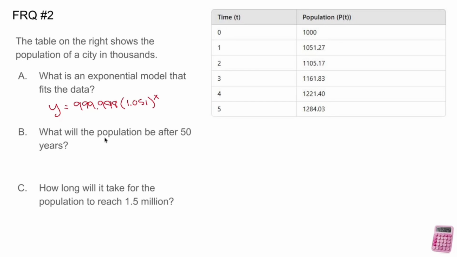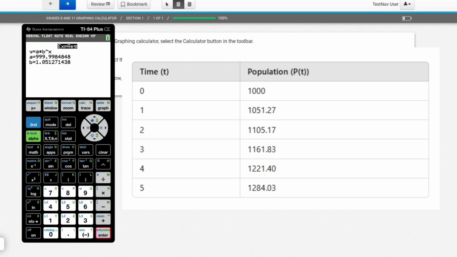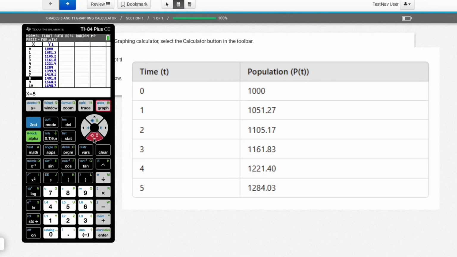What will the population be after 50 years? Well, let's go to the calculator and see what happens when time is 50 and what number we get. Keeping in mind, this is in thousands, so I'm going to have to do a little converting. Now, part B here is asking me to find the population after 50 years. So this is what I'm going to do. I'm going to hit second, I'm going to hit table because it won't take me forever to scroll down to 50 if I just hold the button down like so.